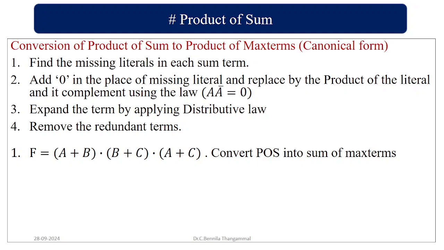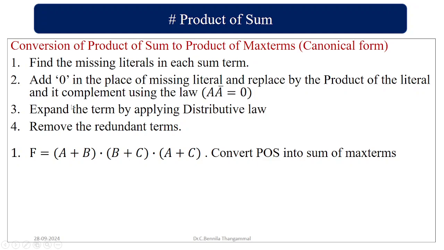Now we can see F is equal to (A plus B) into (B plus C) into (A plus C). So you have three sum terms, and the literals available are A, B and C. So three literals and three sum terms. Convert this product of sum to product of max terms here. That is, max term is nothing but the canonical form.